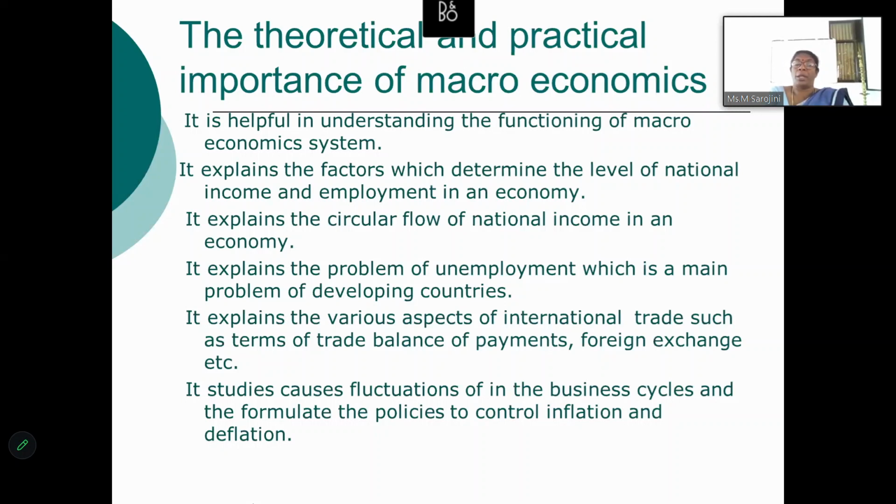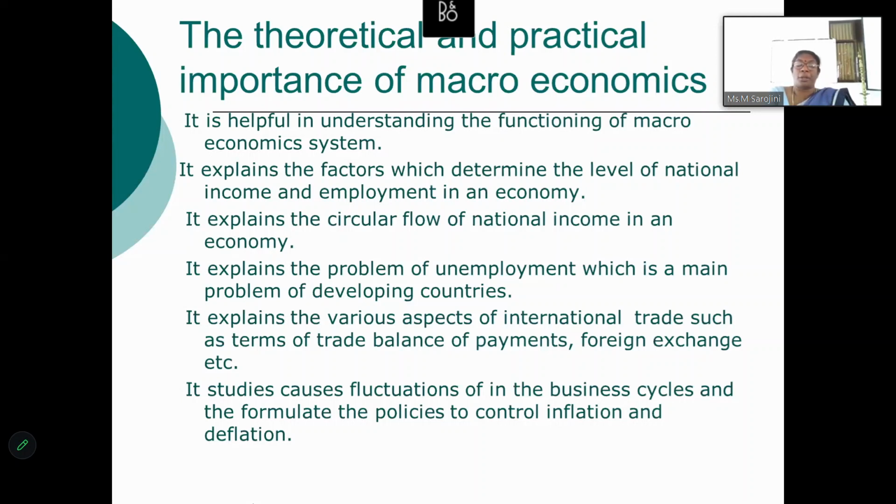Macroeconomics explains the various aspects of international trade, such as terms of trade, balance of payment, foreign exchange rate, etc. Right, balance of payment we don't have in the previous chapters. Foreign exchange rate also we don't have. But macroeconomics explains these things. To understand these things, macroeconomics is a must.